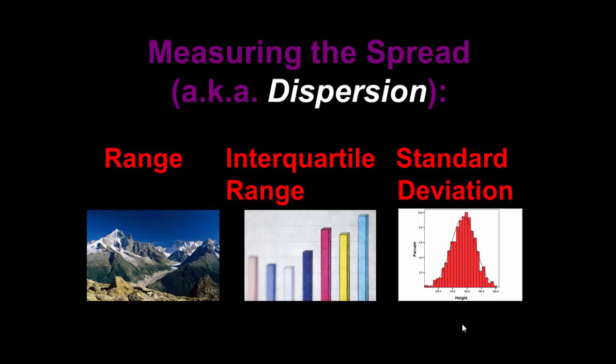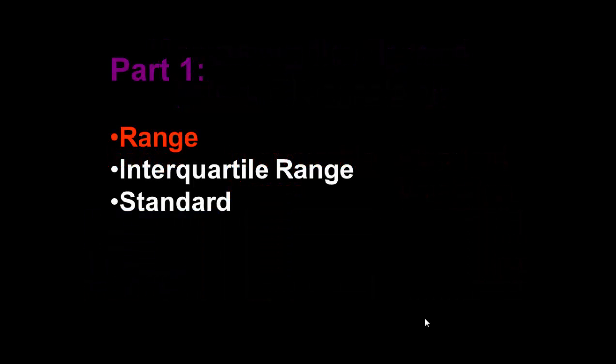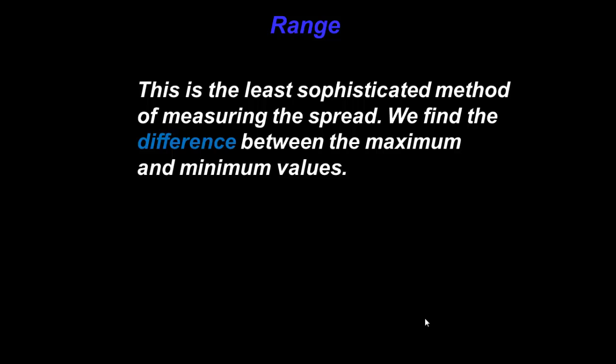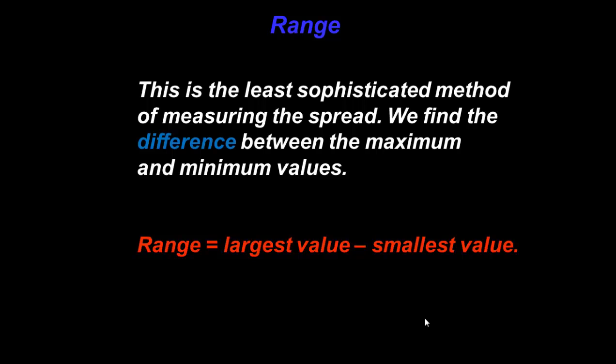So let's start with the easiest one, and the easiest one is the range. Now if I've got a data set, the range as a measure of the spread is simply the difference between the biggest value and the smallest value. You take away the smallest from the biggest. So very straightforward. Let's see some examples.